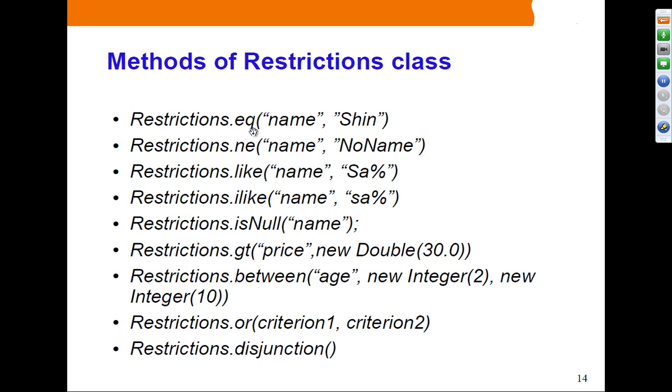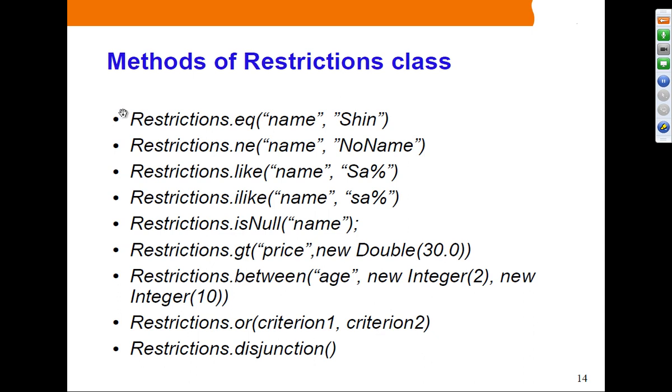Restrictions.eq: I'd like to get the entries whose name is Shin. Not equal: whose name is not Shin. Is null: name is null. Greater than: price is greater than 30.0, and age is greater than 2. And between: age is between 2 and 10 inclusive.